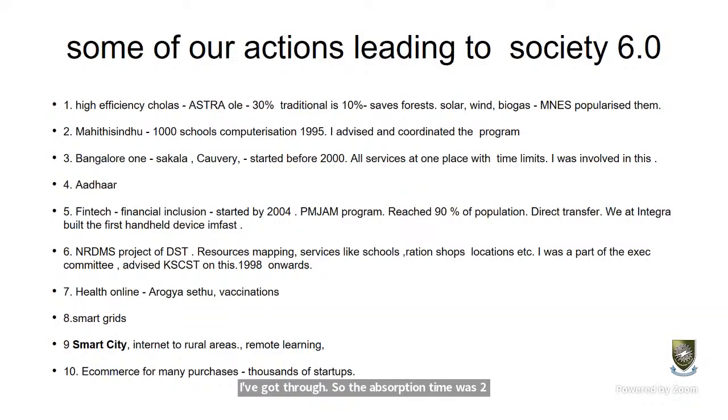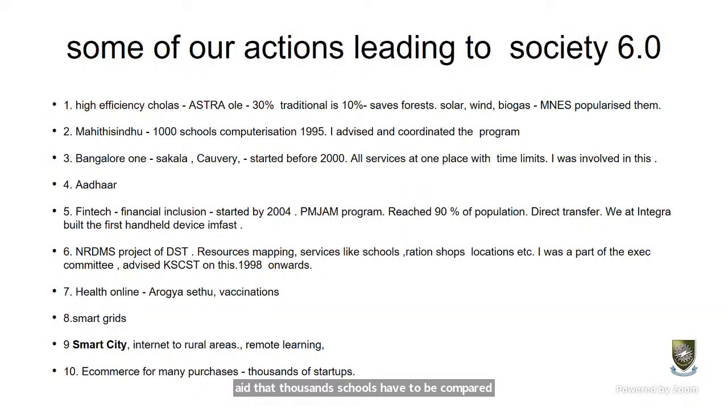Not 20 years, but 2 years. We call that Astravale. That's the first one. The second one is Maithri Sindhu, a program where I was a coordinator. Our Chief Minister S.M. Krishna said that 1,000 schools have to be computerized within a year.